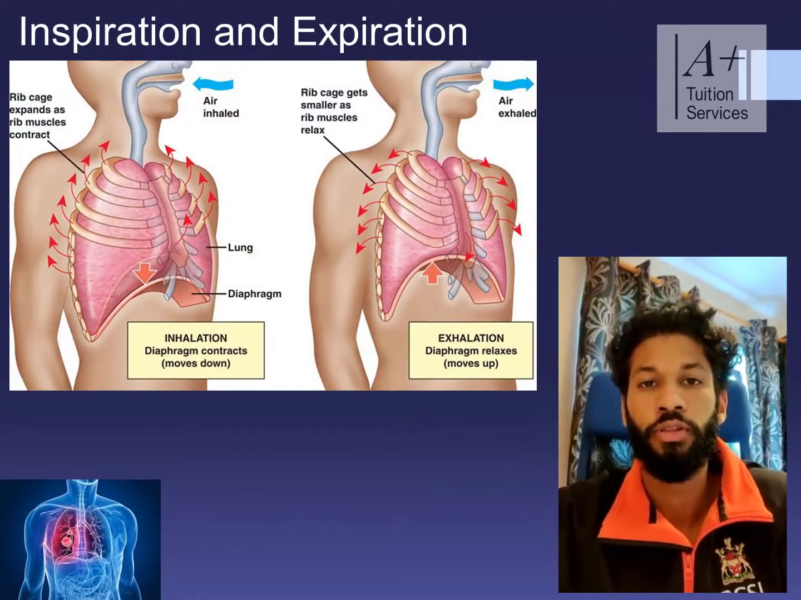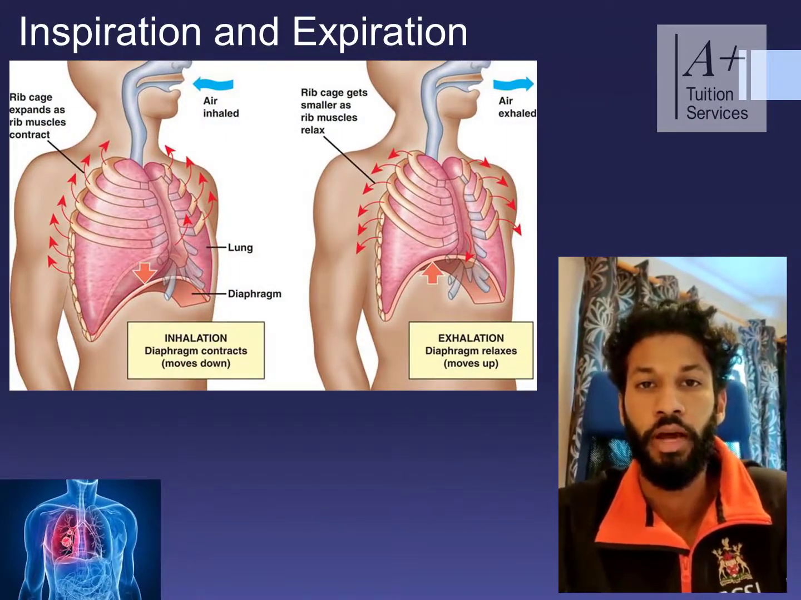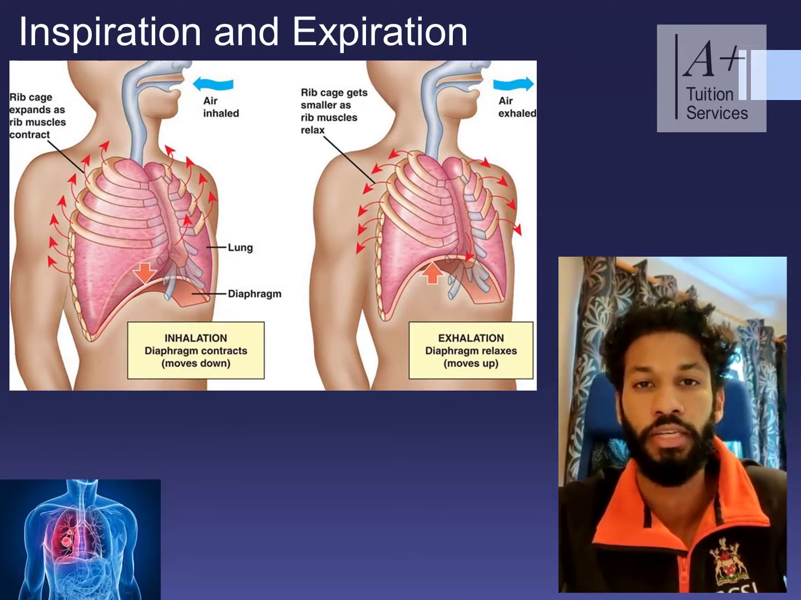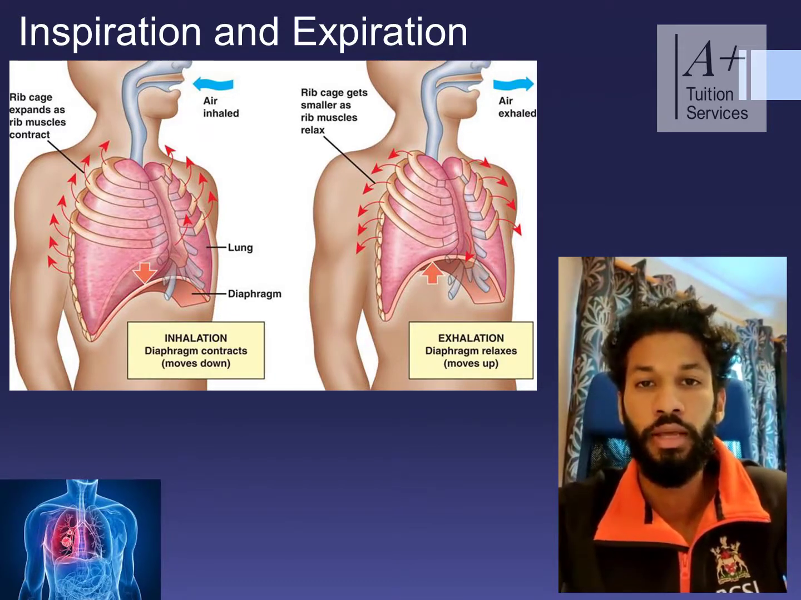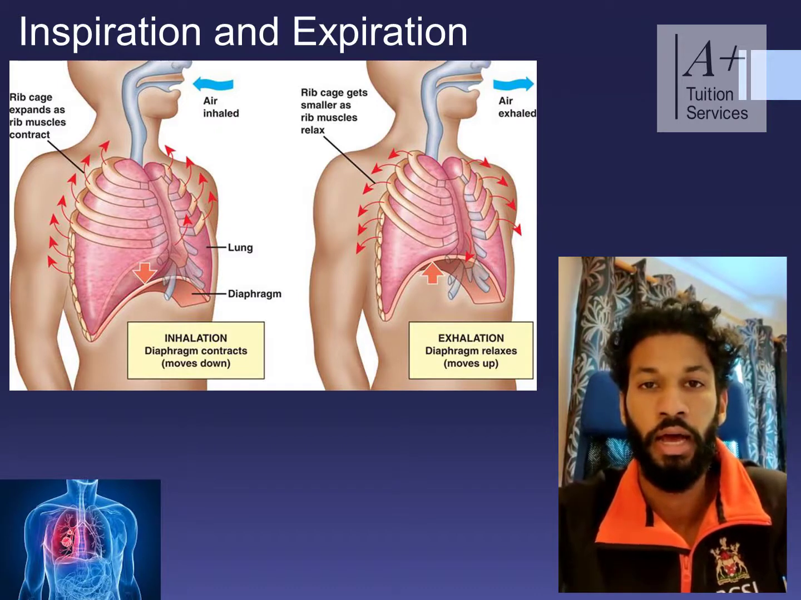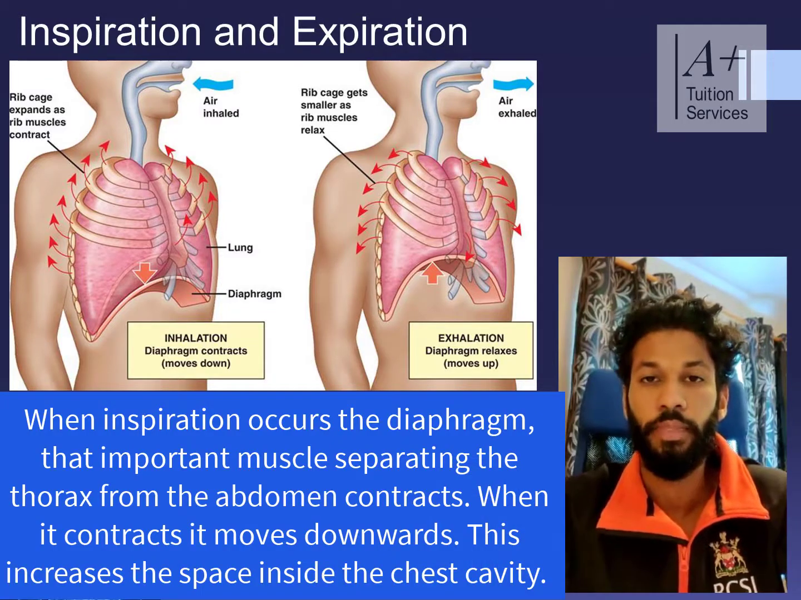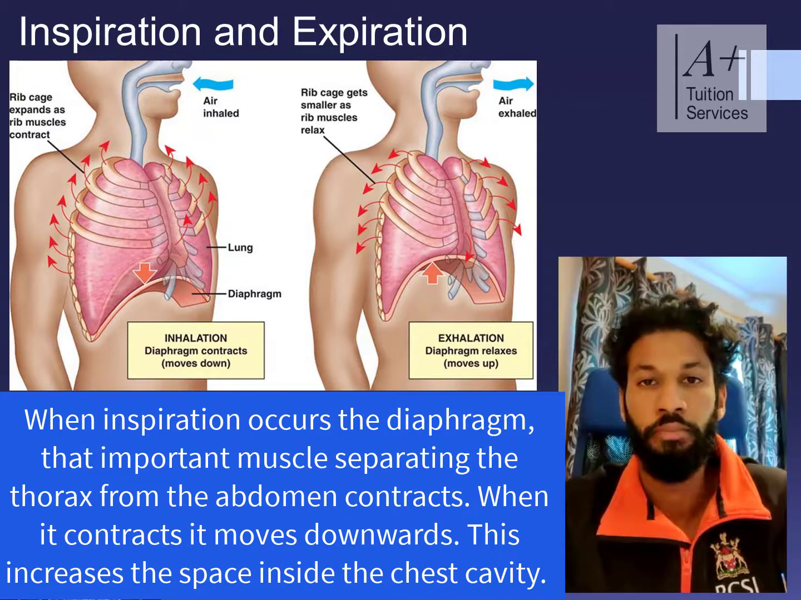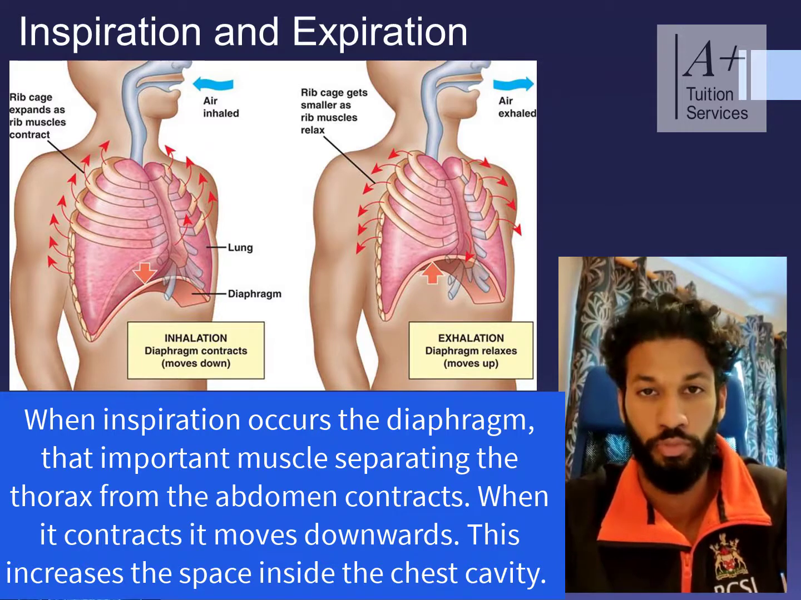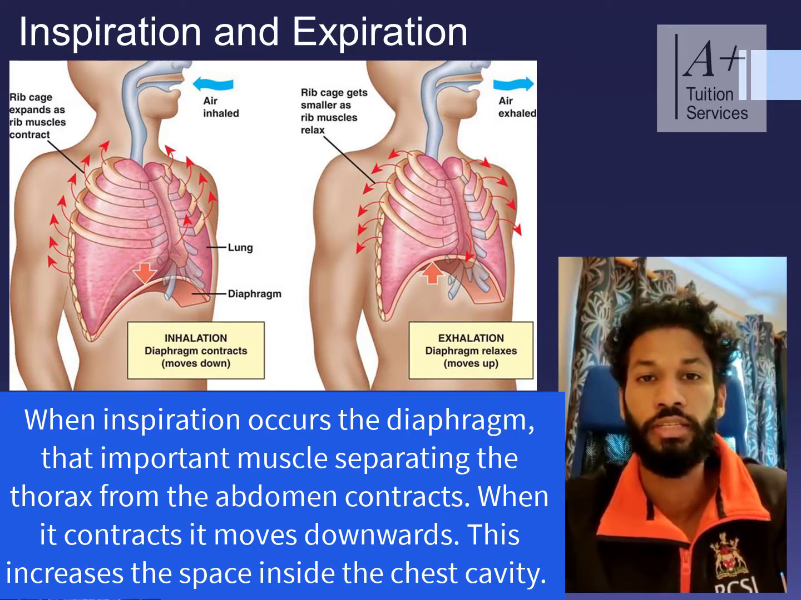Now we'll move on to the factors affecting breathing. We'll begin by looking at the processes of breathing, namely inspiration and expiration. Inspiration is the process of breathing in. When inspiration occurs, the diaphragm, that important muscle separating the thorax from the abdomen, contracts. When it contracts, it moves downwards, which increases the space inside your thoracic or chest cavity.